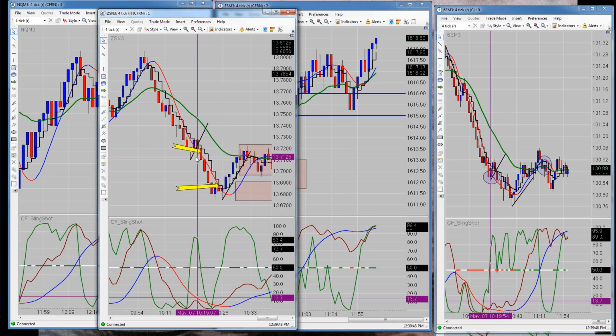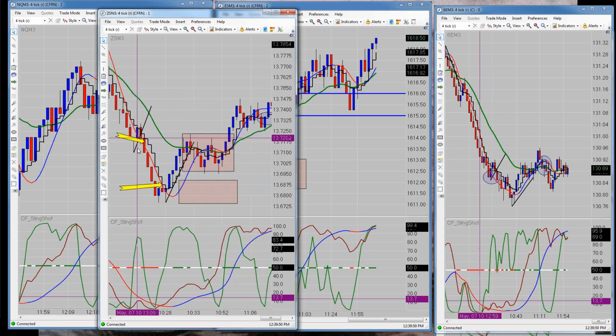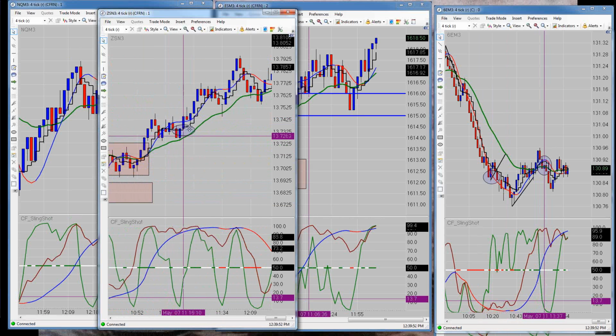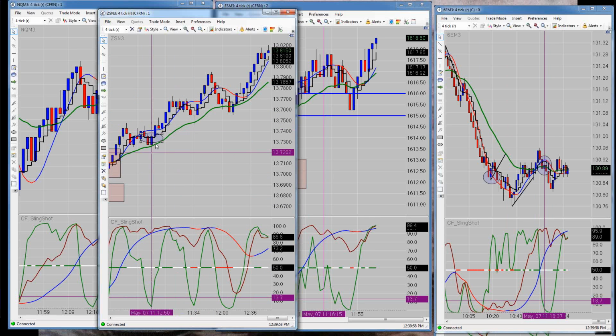So that was 12 ticks profit, or $150 a contract. It turned around, it moved up here, but I had stopped watching it. I had put this little ellipse on here after the fact. I had stopped watching it.